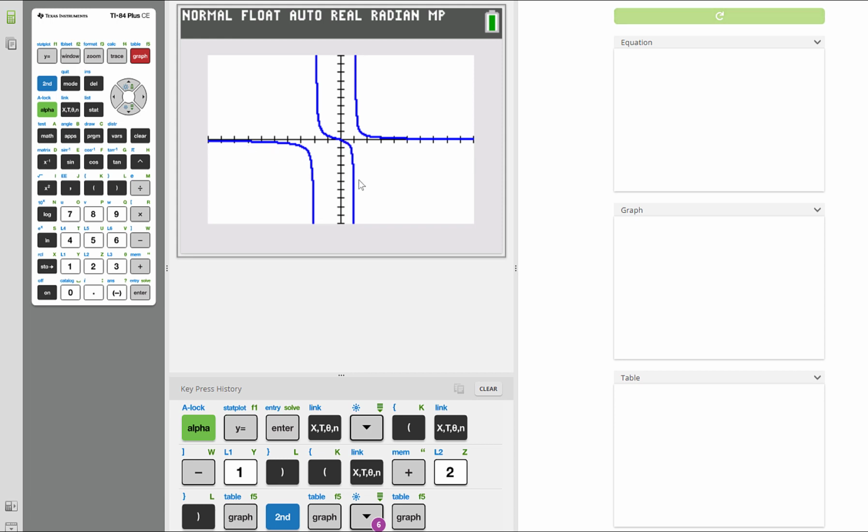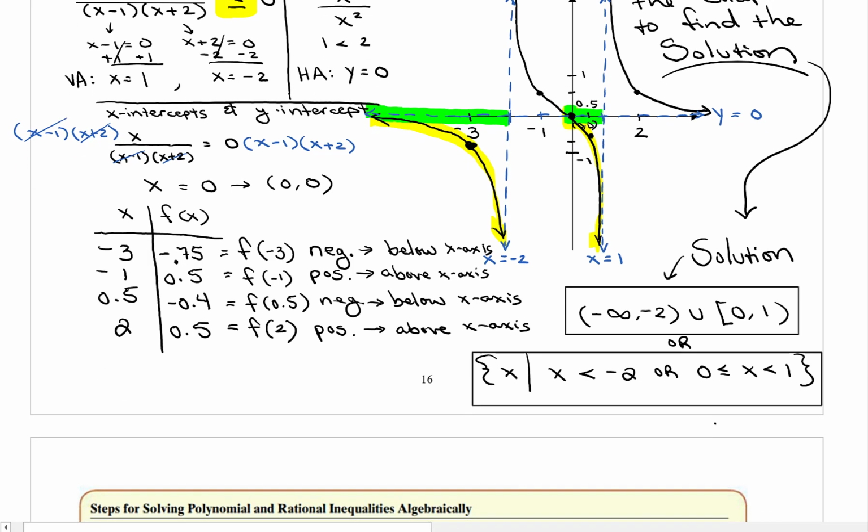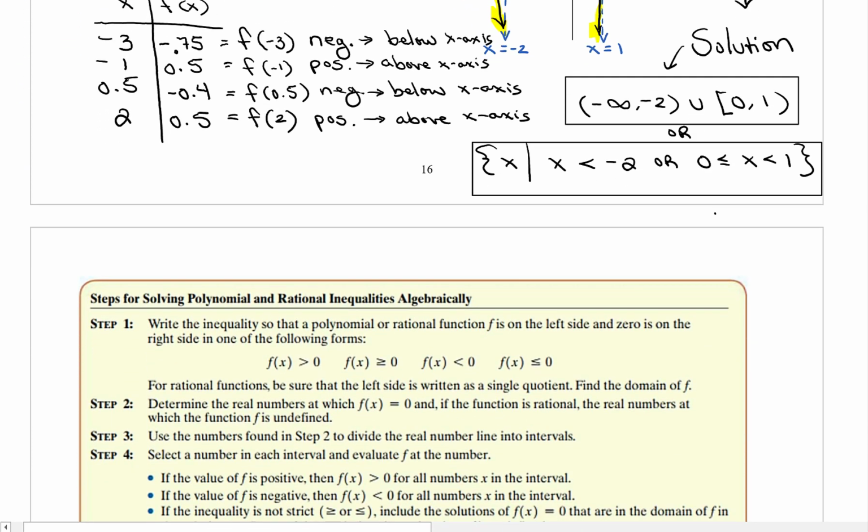Okay, and I can see here where it goes underneath the x-axis, because remember it said where's this function less than or equal to 0. So you can tell by looking at the graph where the graph is going to fall below the x-axis. All right, that was a good problem. Let's go on to the next one.